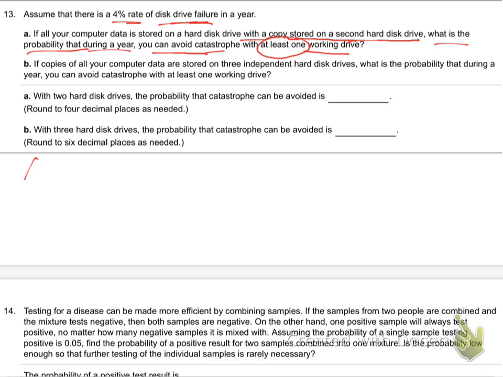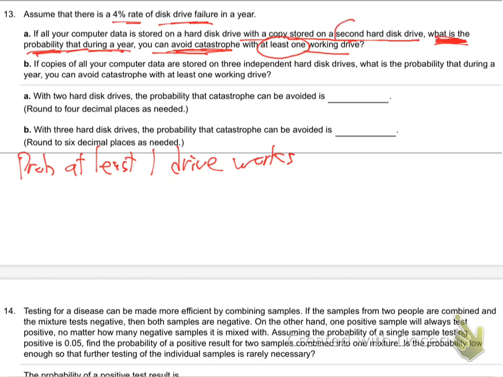That's what it is. They're saying, what's the probability? At least one drive what? What do they want? Here's the what. Remember, look for the who, what, when, where, why, the question word. What is the probability that during the year you can avoid catastrophe? So if you avoid catastrophe, that means at least one drive works. Right? You got to have a drive that didn't break. If they both break, we're talking about two drives.